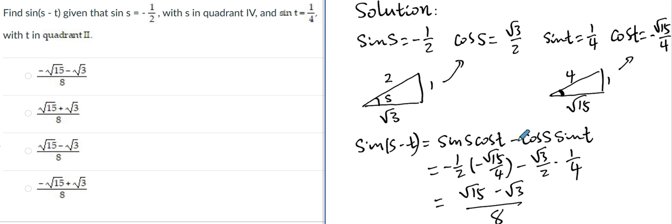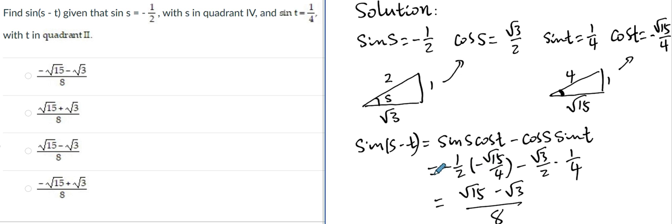Subtraction, which is opposite with cosine. Cosine here is subtraction, here is addition. And then first angle is s, fill in here. Second t, put it here. Now put the correct values. Sine s, negative 1/2. Cosine t, negative radical 15 over 4. Subtract cosine s, radical 3 over 2. Sine t, 1/4, right here.